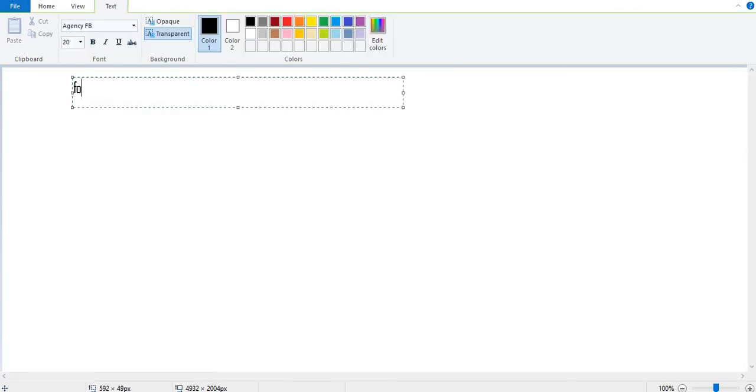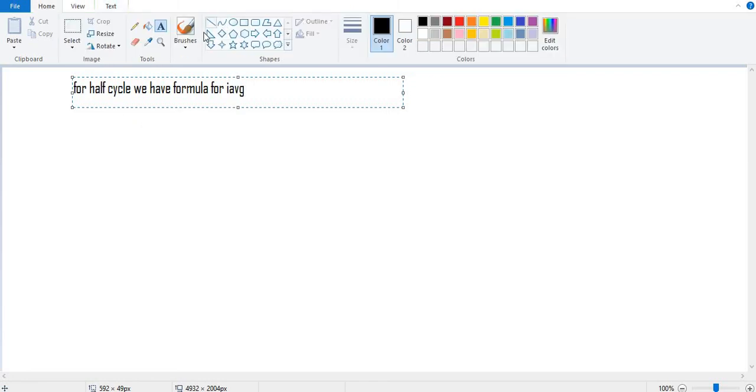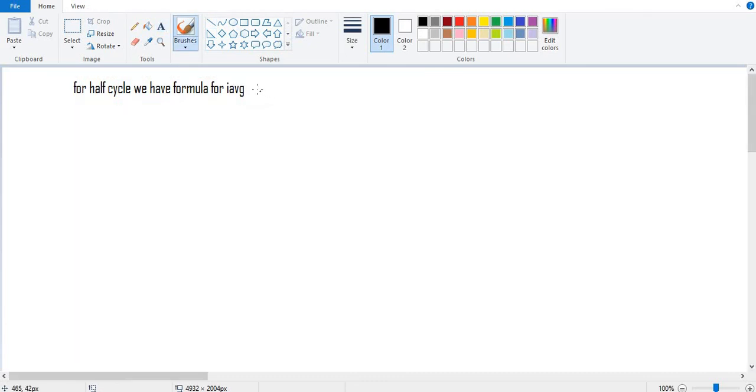For half cycle, we have a formula for I average. So what will be the formula for I average? For half cycle, the formula for I average is equal to 2 I naught by pi. So this is the formula for that one.